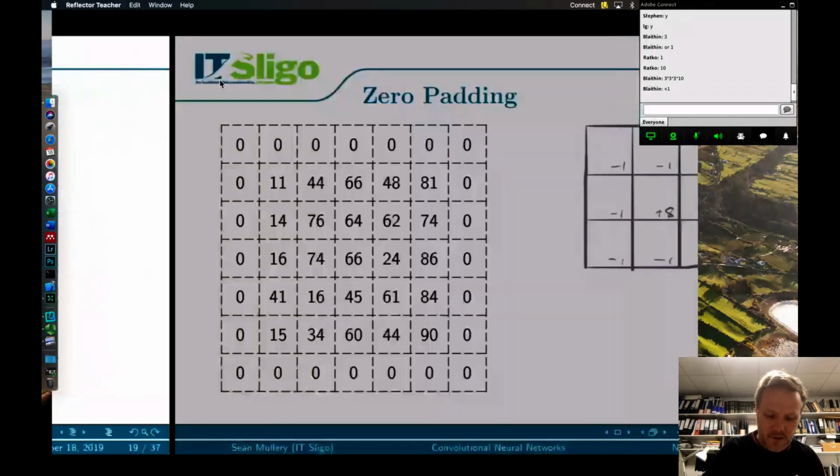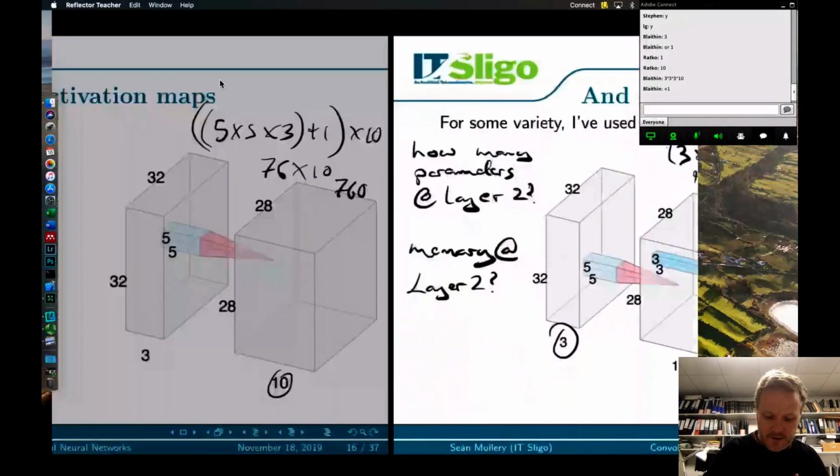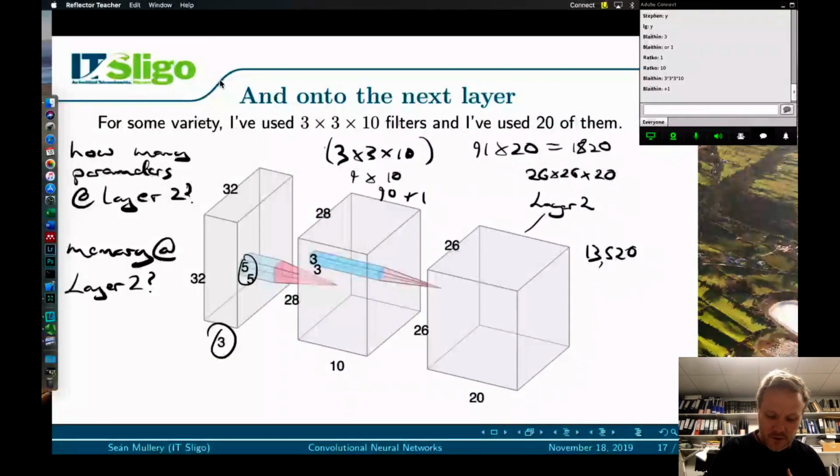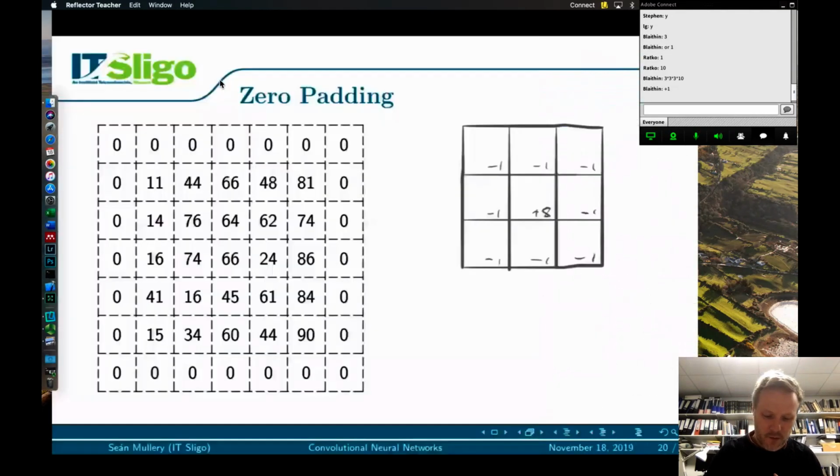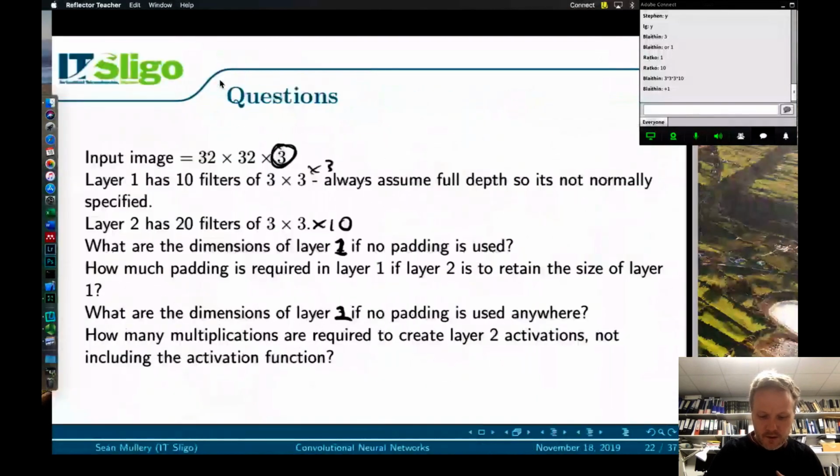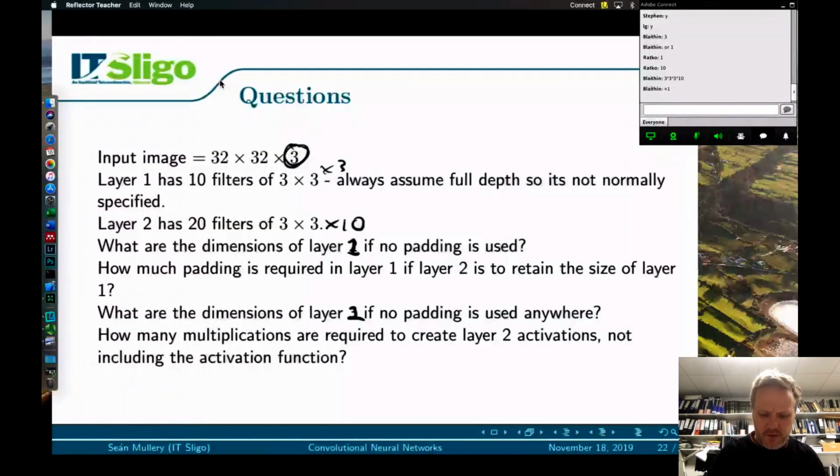So just like back here, where we had 5 by 5 by 3 to go through the entire depth, in this next one we have a 3 by 3 by 10, okay? And then, of course, you are correct to say that if we're talking about the number of parameters of the filter, we will add 1 for a bias. Oftentimes people leave that out, but I think it's important that we do remember that the bias will take place there. So what are the dimensions of layer 1 if no padding is used?